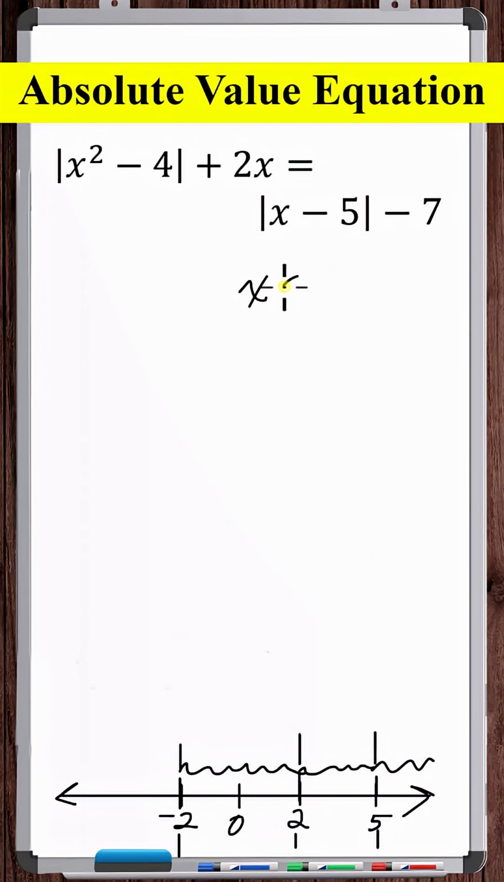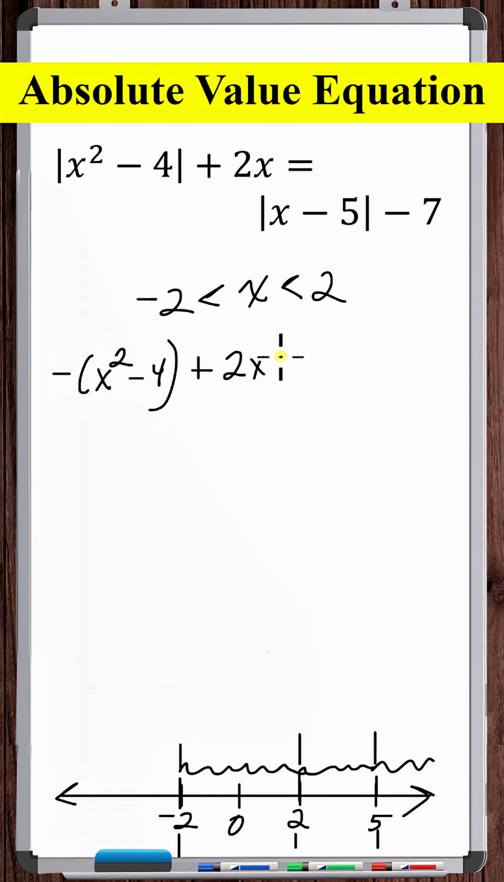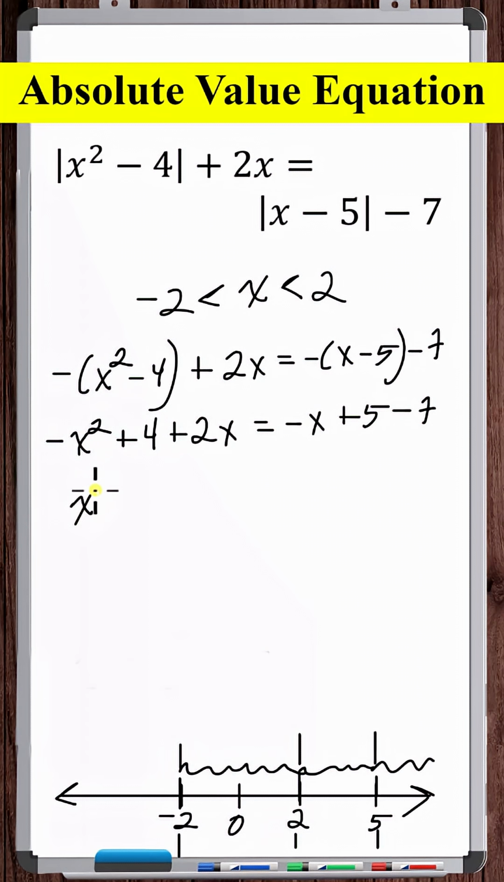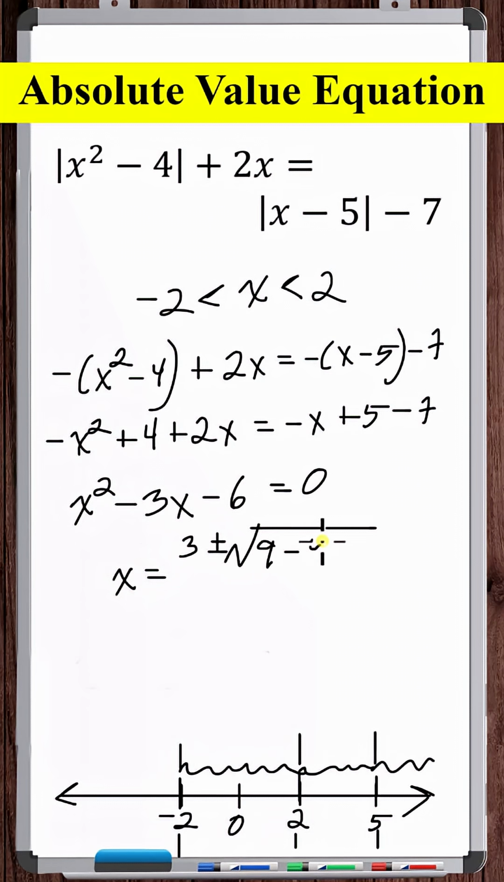When x is less than 2 and greater than minus 2. In this case, the expressions inside both absolute values are negative. So we remove the absolute values, put a minus sign out front, adding x squared to both sides, subtracting 2x from both sides. 5 minus 7 is minus 2. Minus 2 minus 4 is minus 6. Applying the quadratic formula.